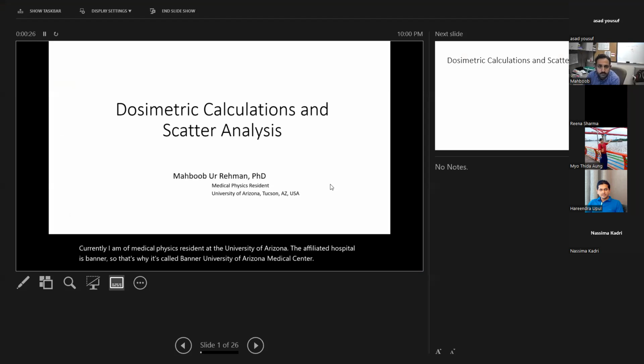So starting the topic that Asad Yusuf and other people gave me, it's about dosimetric calculation and scatter analysis. It is basically chapter 9 and 10 of Dr. Khan's book. That book is actually considered the Bible of medical physics, radiation therapy.